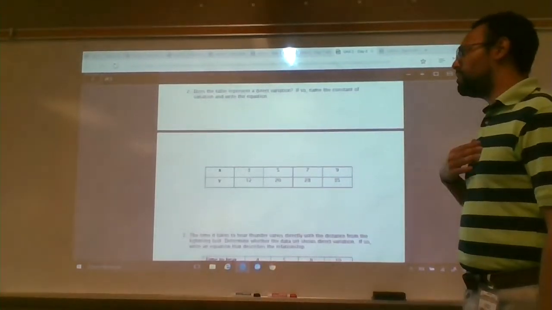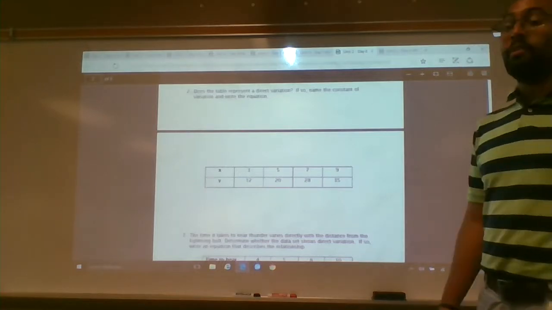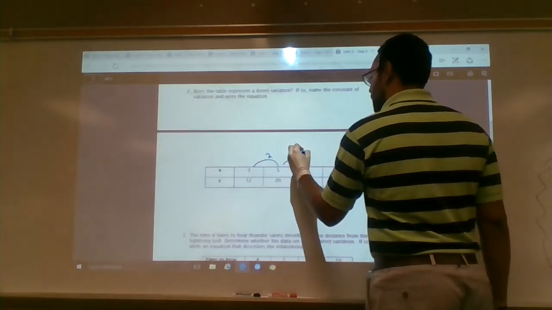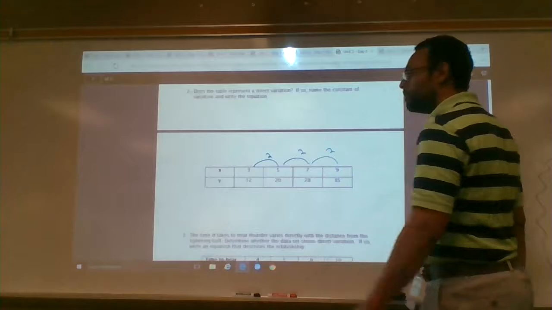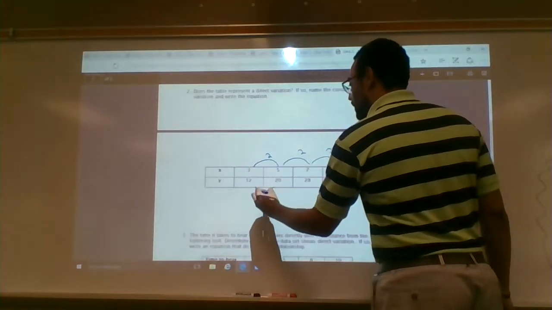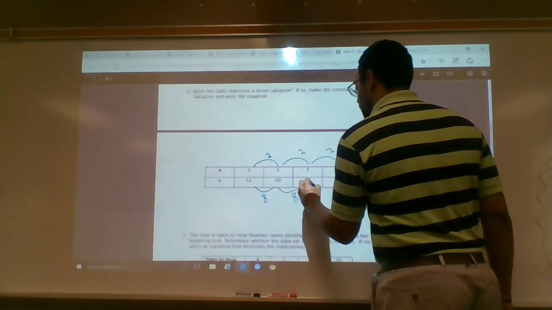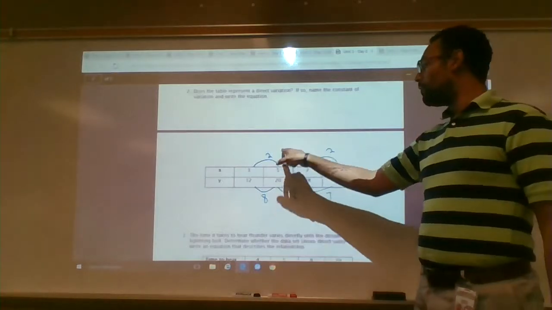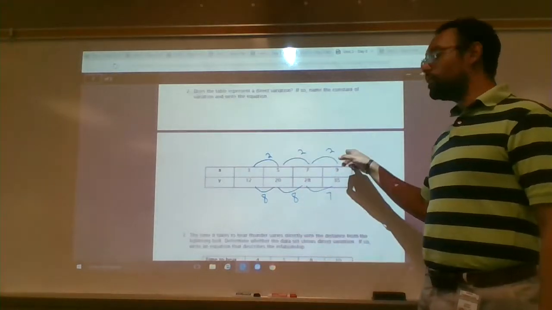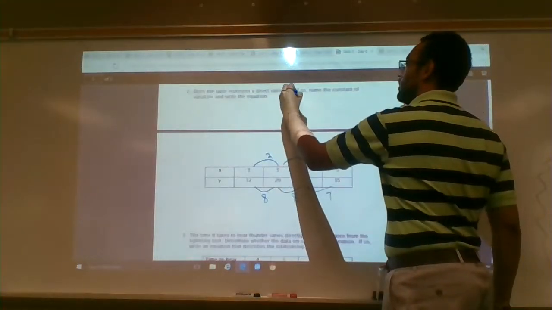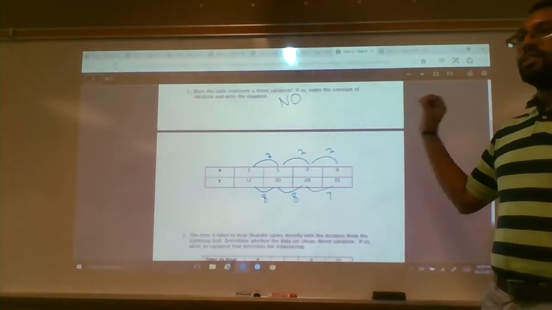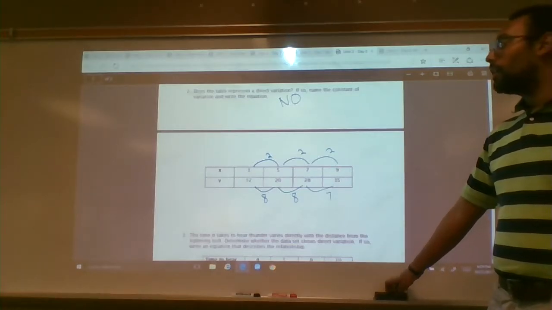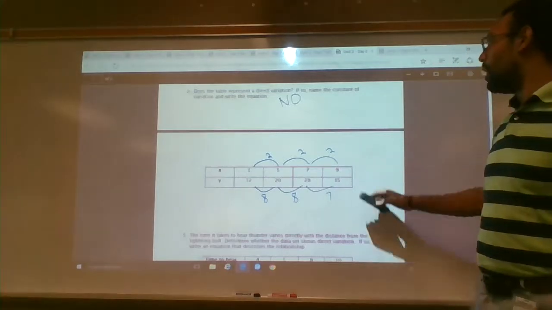Okay, excuse me. Question 2, does the table represent direct variation? There's a difference of 2, difference of 2, difference of 2. Okay, so the x's work. Difference of 8, difference of 8, difference of 7. So ratio 8/2 works, 8/2 works, 7/2 does not work. This is not direct variation because the ratio does not stay constant. Okay, you can pause here. If not, let's move on.